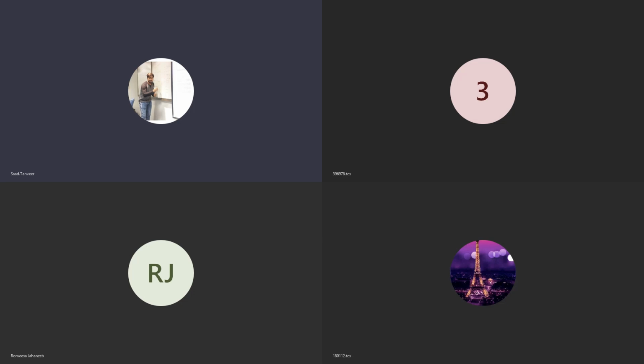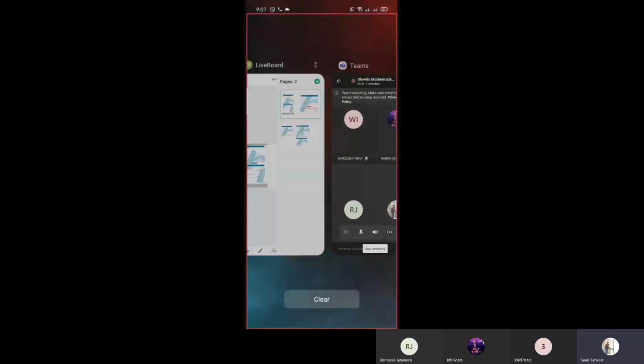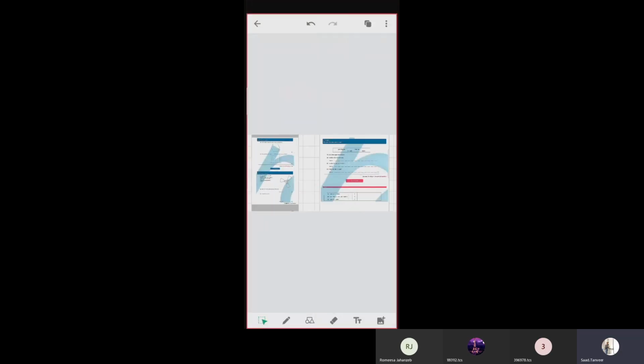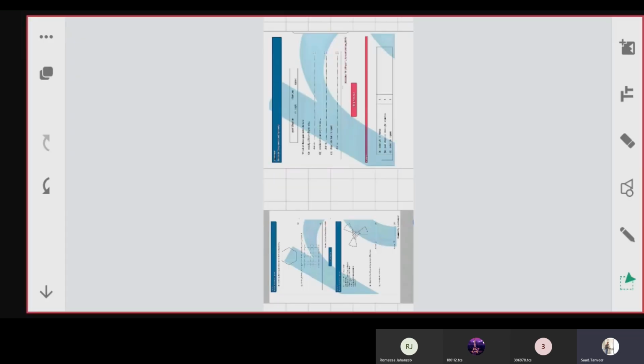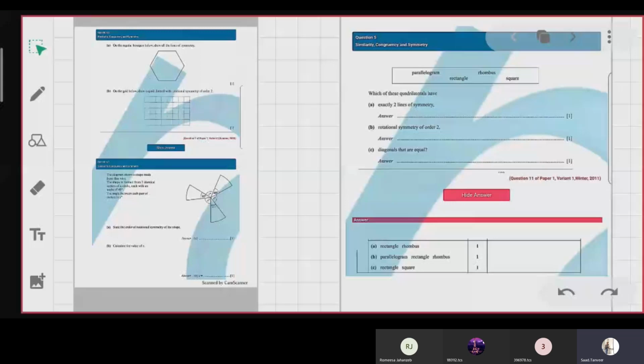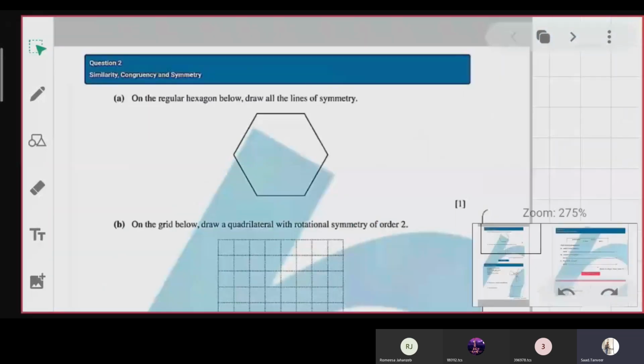Okay, bhai. Till previous classes, we have discussed in detail line of symmetry and order of rotation. By the way, I've given you a couple of past paper questions, so in today's class I will discuss a few of them, starting from the very first.